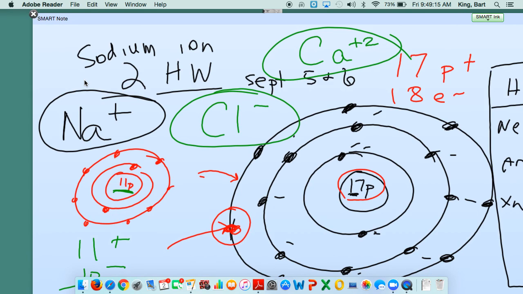Magnesium oxide is a molecule where magnesium is plus 2, oxygen is minus 2. Okay? We're going to play a game with this next week. Y'all got to draw these atoms. You don't have to do the whole ion thing, but you do have to draw the atoms, okay?